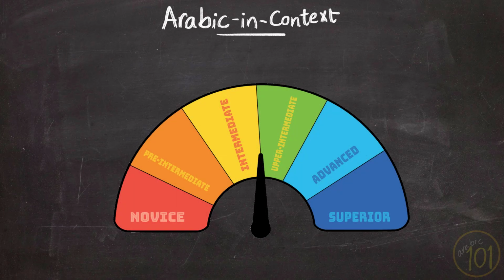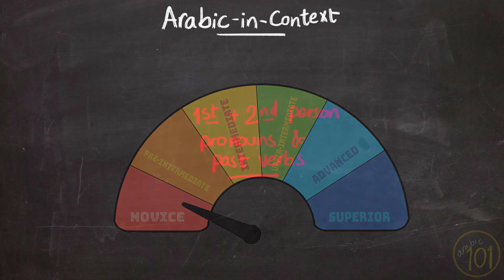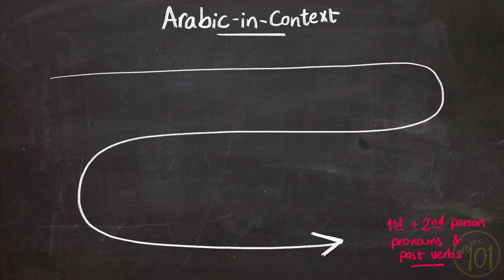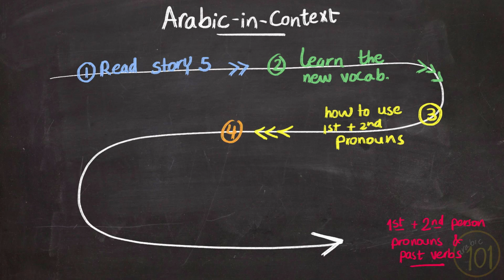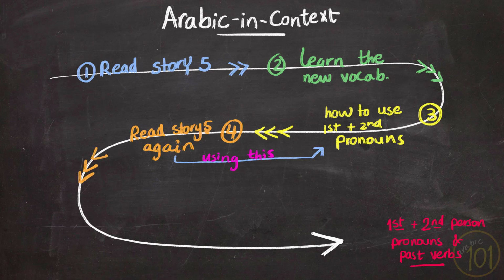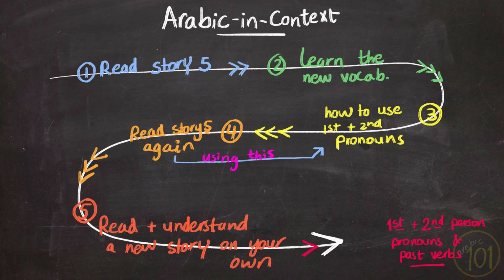Today's story will be the first story in the elementary level. And in order to reach our goal, we'll read the story first, and then we're going to have a look at the vocabulary and its pronunciations. Then we'll dive deeper into the text to analyze how we should use the first and the second person forms. We'll read the story one more time while paying attention to the rules that we have learned. And finally, we will read another story and we'll try to translate it using the knowledge that we have learned in this lesson. So let's get started.